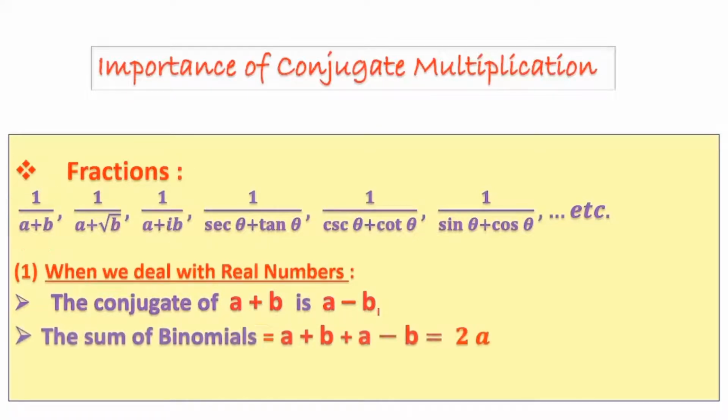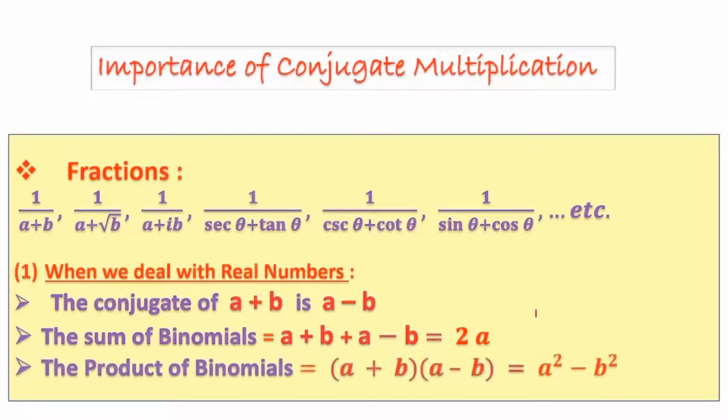The sum of the binomials is equal to a plus b plus a minus b. Here, negative b cancels with positive b. Therefore, the sum is equal to twice a. The product of binomials is equal to a plus b into second bracket a minus b. Use the difference of square formula. We get the product equal to a square minus b square.